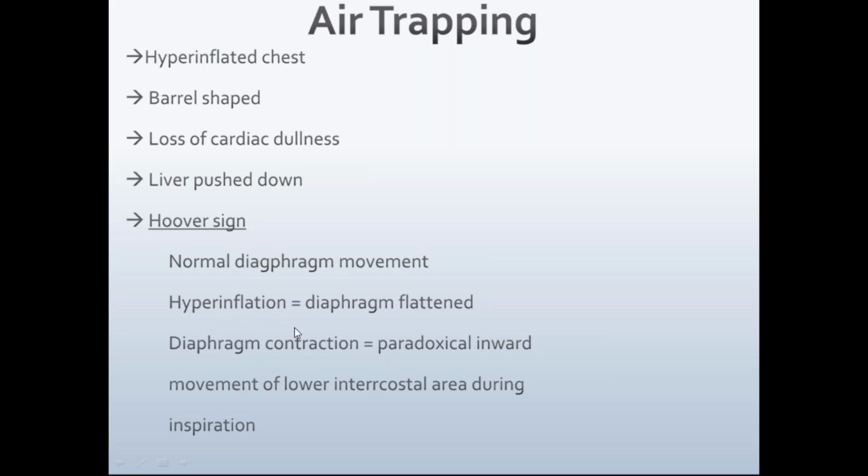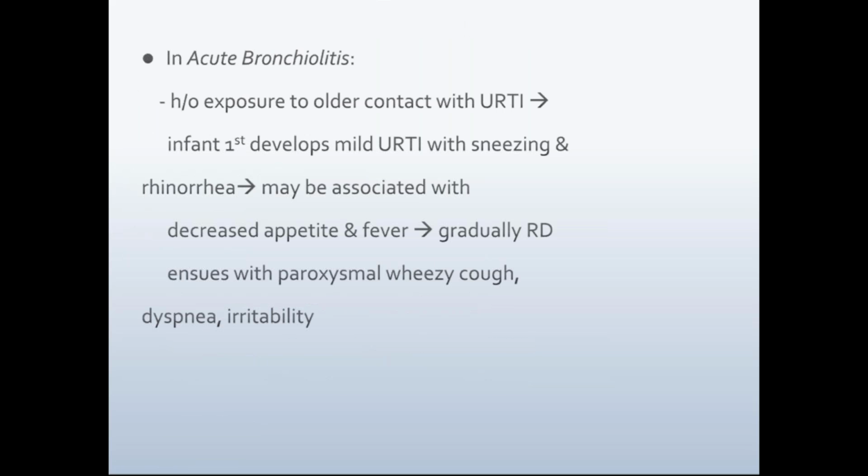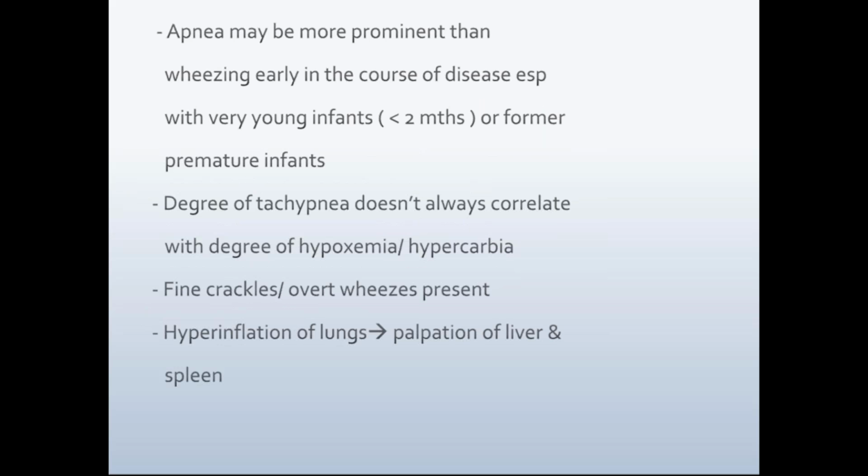With hyperinflation, the diaphragm is flattened. Diaphragm contraction leads to paradoxical inward movement of the lower intercostal area during inspiration. This further hampers your air entry. This is seen in acute bronchiolitis.